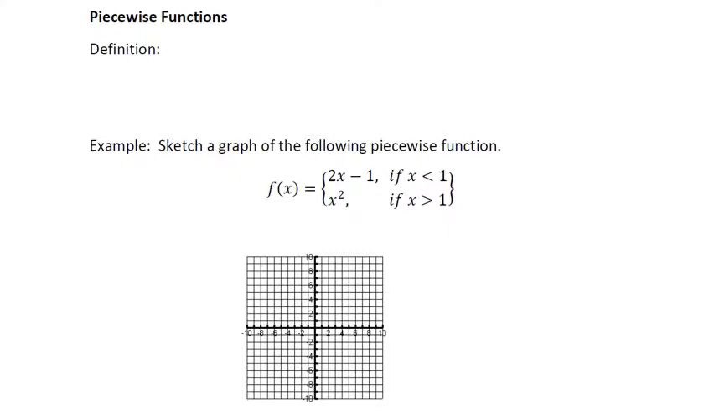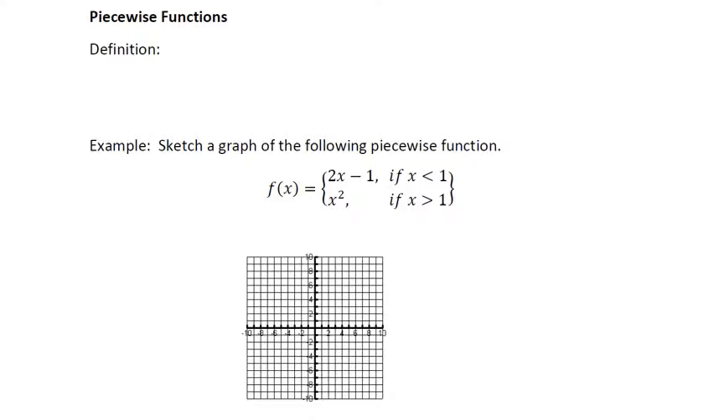Let's look at an example of a piecewise function. These tend to be more difficult for you. The definition of a piecewise function is just a function that's defined in two parts over its domain. So the graph changes in some fashion. In the piecewise function that we have here as an example, we have a linear function for part of the graph and then a quadratic function for the other part of the graph.